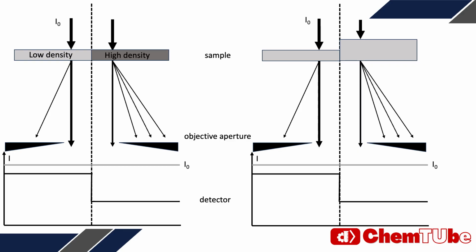On the left, with a lower density, fewer electrons are deflected by the sample, allowing more electrons to reach the detector, resulting in higher intensity. Conversely, on the right, where the thickness is higher, more electrons are deflected and absorbed by the aperture. Consequently, fewer electrons reach the detector, creating a contrast between the areas. It is important to note that the scattering behavior remains consistent whether you have a sample of a certain density or another sample with double the thickness but half the density.